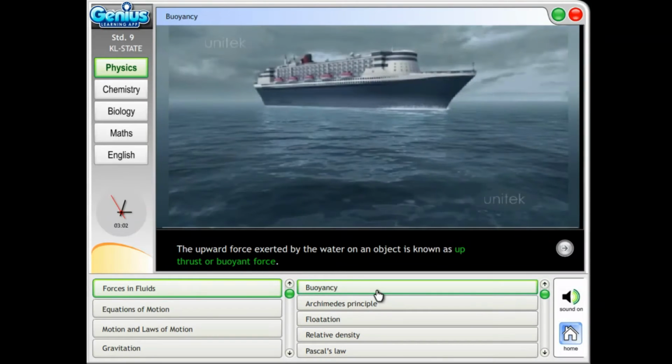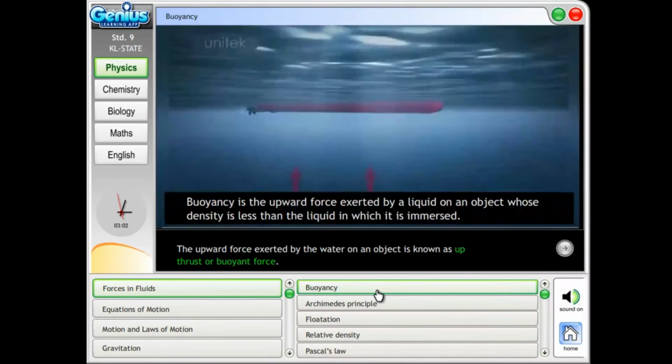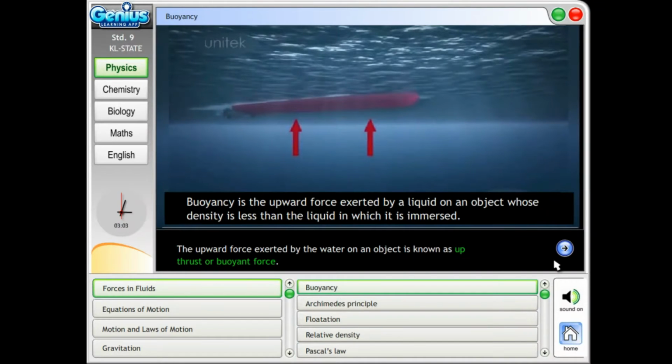Buoyant force. The upward force exerted by the water on an object is known as upthrust or buoyant force.